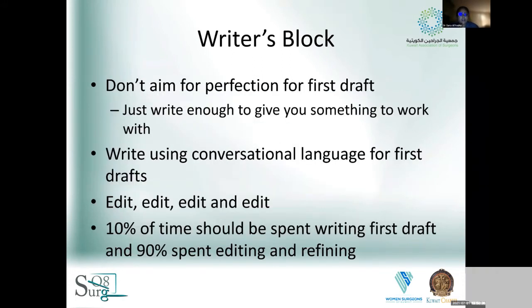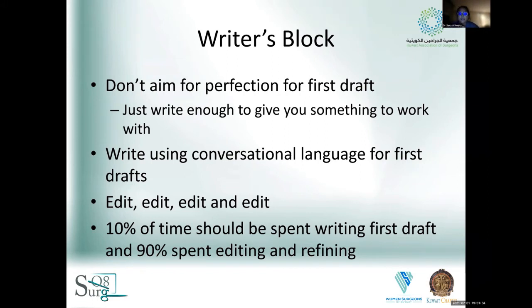One reason you get writer's block is people aim for perfection in every sentence of their draft. You just need to write enough to give you something to work with in the beginning. So don't aim for perfection, aim to just have something there. Imagine you're going to make a sculpture. You first need something to work with, which is the piece of clay. Then you can sculpt it and refine it, but don't aim for perfection.